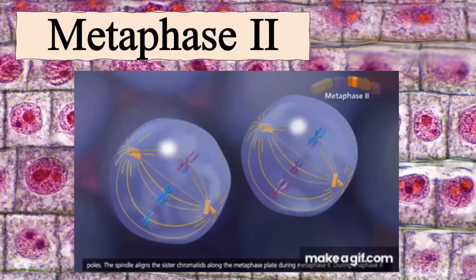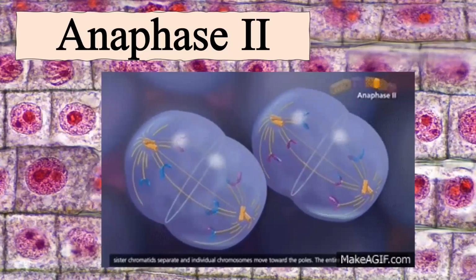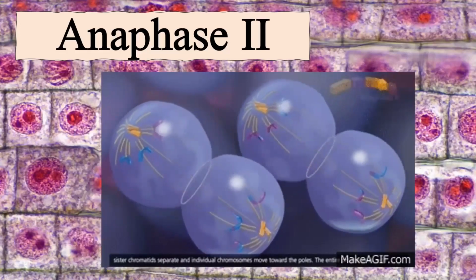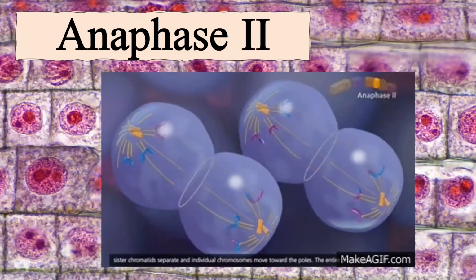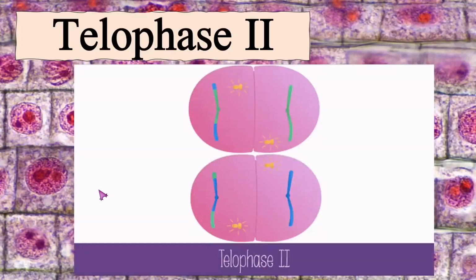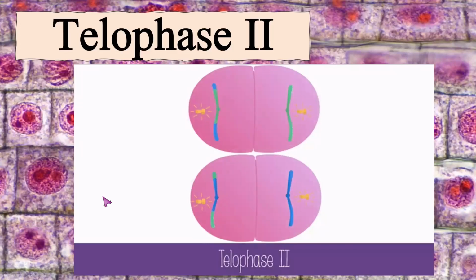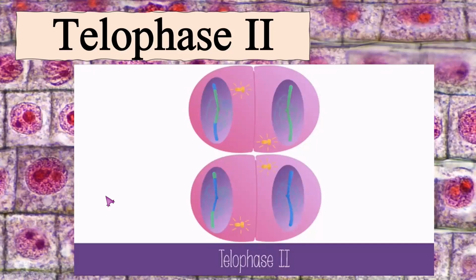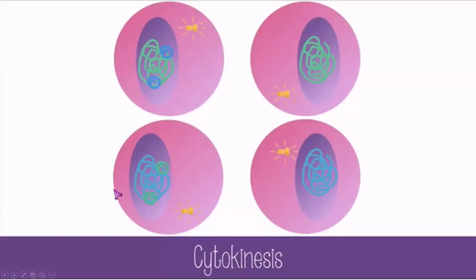In metaphase 2, chromosomes line up along the equatorial plane in each haploid cell. In anaphase 2, the sister chromatids of each chromosome are separated and pulled to opposite poles of the cell. And in telophase 2, look at this, it is marked by the formation of new nuclear envelopes around the separated chromatids. Cytokinesis follows, resulting in the formation of a total of 4 haploid daughter cells.